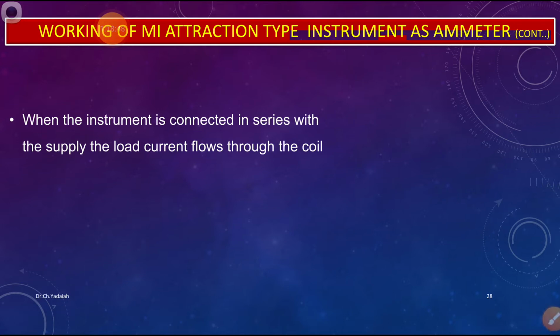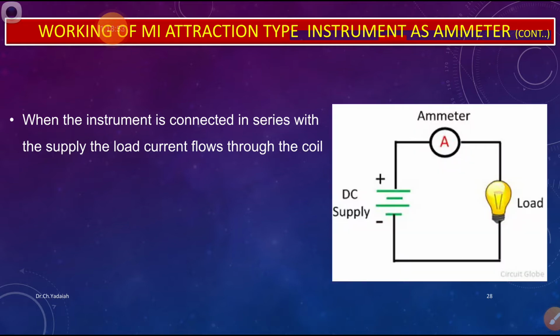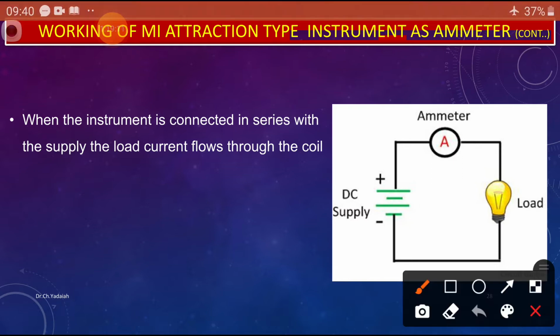Now, when the instrument is connected in series with the supply, the load current flows through the coil, and then it acts as an ammeter. This is the working of MI type instruments as an ammeter. The same instrument can be used as an ammeter. When it is connected in series with the supply, the load current flows through the coil. Whatever current is taken by the load, the same current flows through the ammeter. So in case of an ammeter, the resistance should be very, very low. Hence we connect it with the load in series only, whereas in the previous case, the voltmeter has a high resistance value.